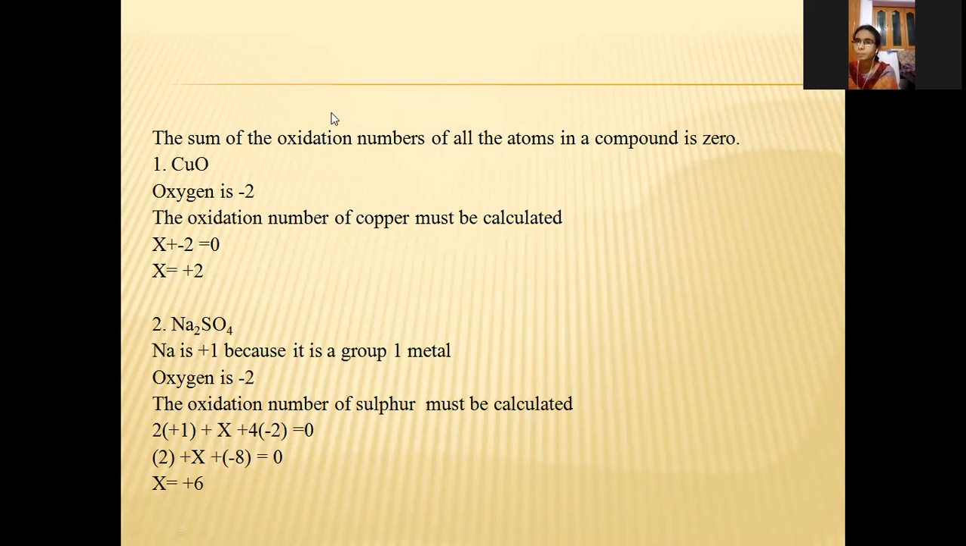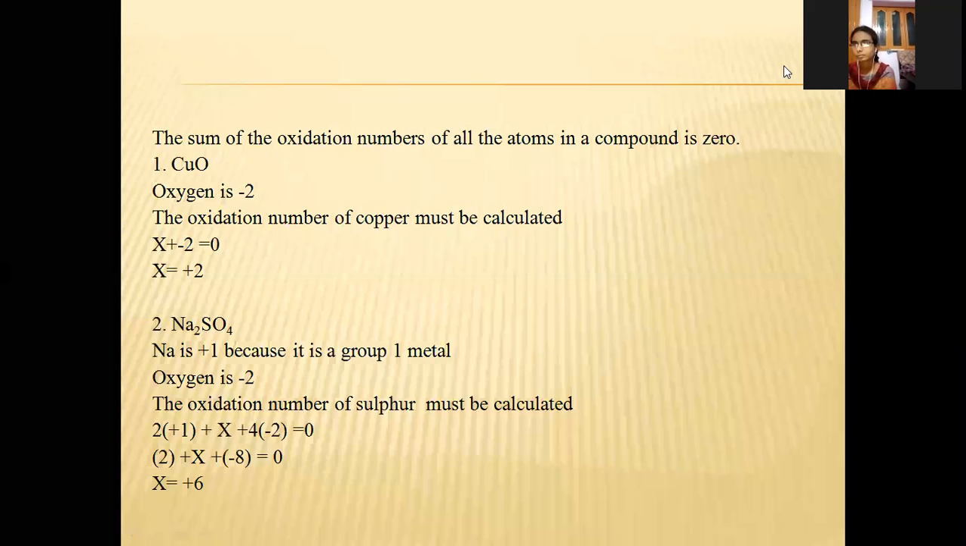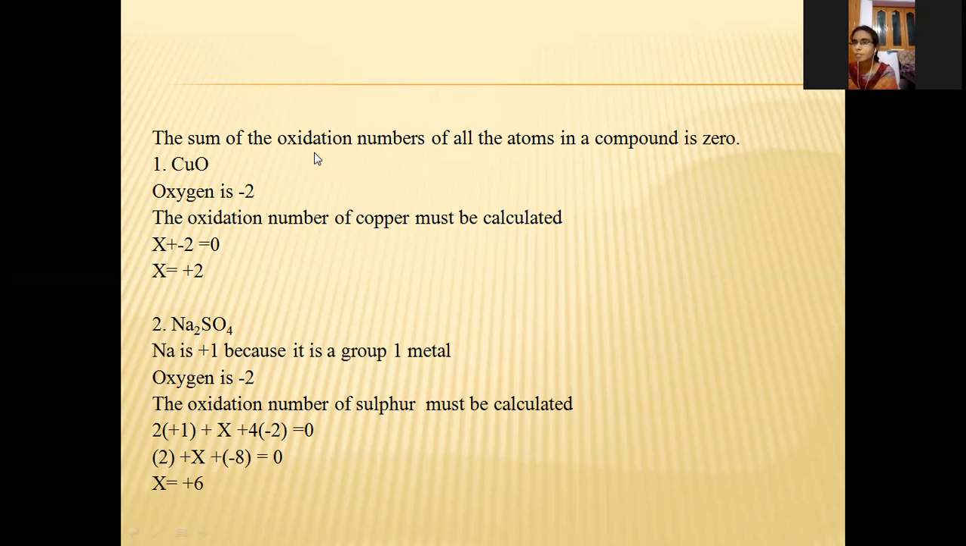Next one, the sum of oxidation numbers for all the atoms in a compound is 0. So here it does not have any charges. If we take the first example, the sum of the oxidation numbers of all the atoms is 0. Here we don't have any negative or positive symbol.